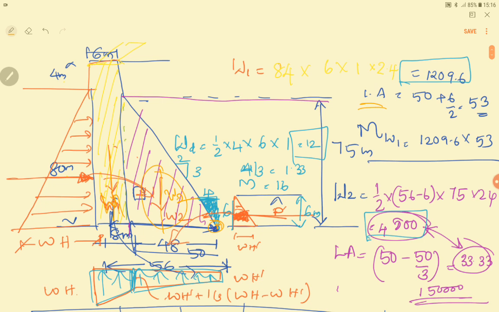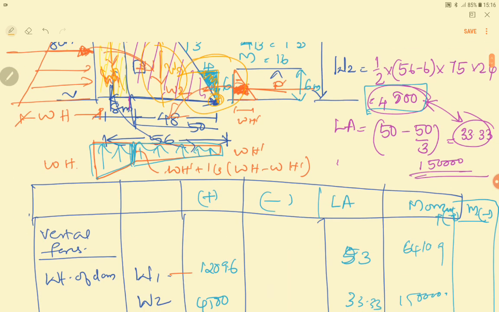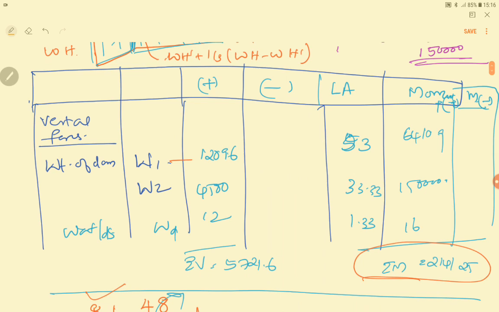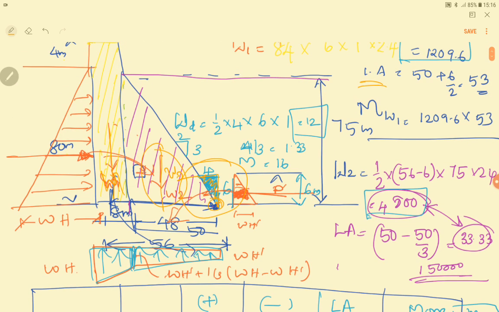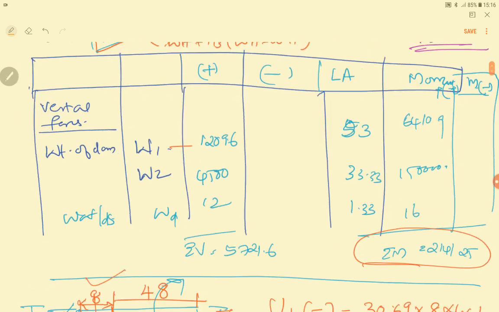Okay, then again there is one more contributor towards the stabilizing moment. There was this water over here just at the toe portion. So you found out the area of this water and you found the weight of this water, and then you just multiply it with the lever arm and find out the moment caused by this weight also.